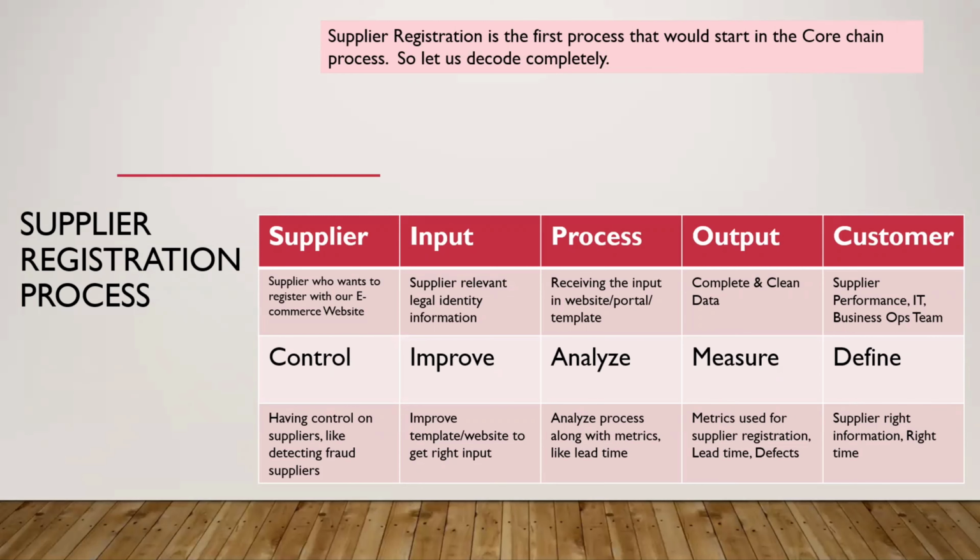And in improve, we'll see what to improve, whether it's a website or a template or our analytics to the supplier, or the analytics data which we provided to the supplier. So all these things can be improved. And then we have the control mechanism. So how do we control fraud suppliers, fraud products? These are some high level examples, but you can still drill down more.